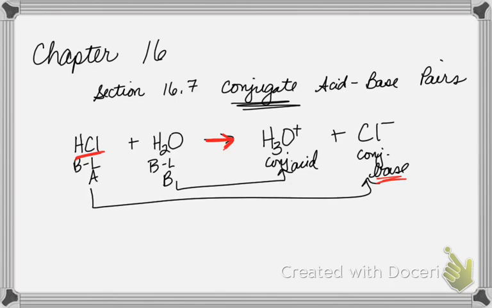Let's consider, however, the conjugate base of a weak acid. The weak acid we often use is hydrofluoric acid, and without even writing a reaction for that, you should know and be able to identify what the conjugate base is. You simply take away a hydrogen ion, and fluoride is the conjugate base.